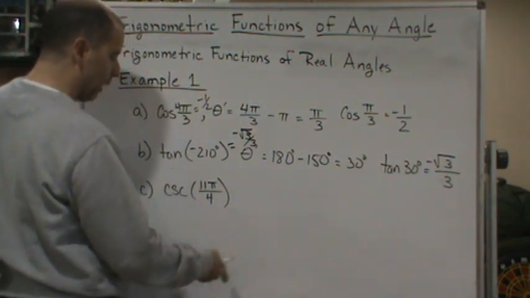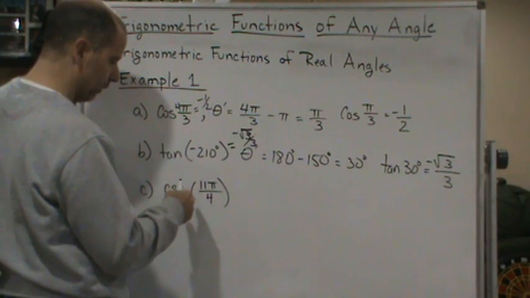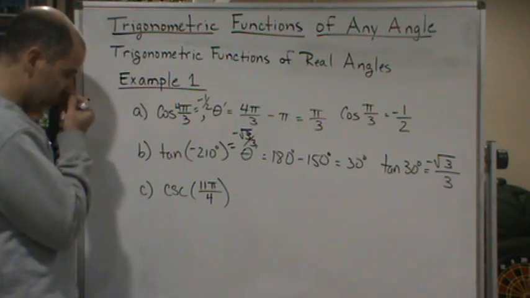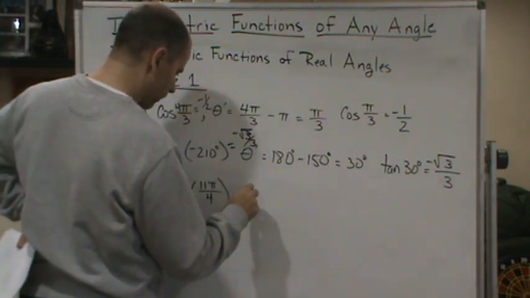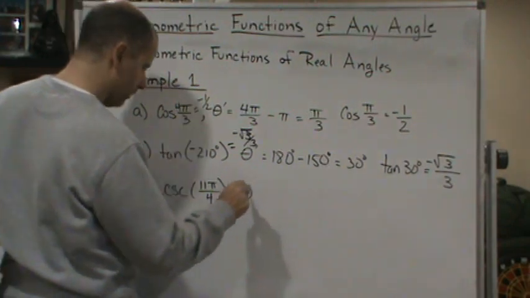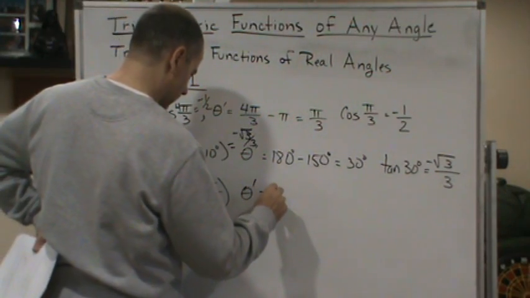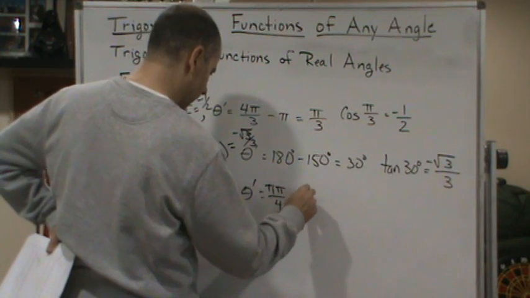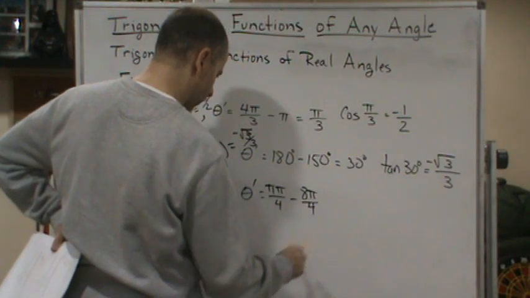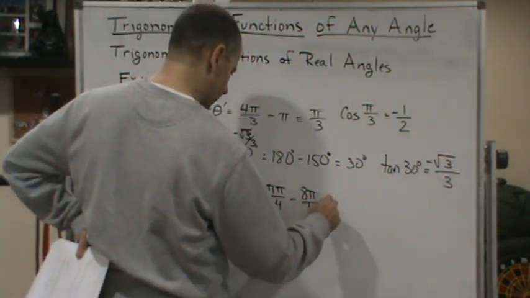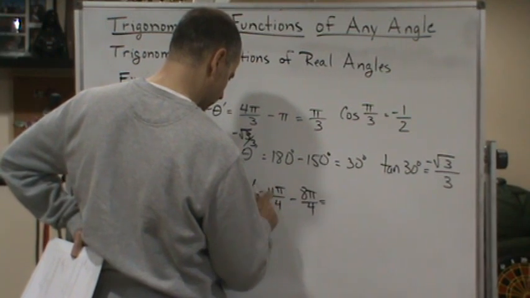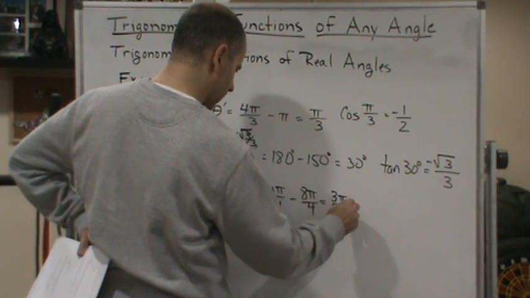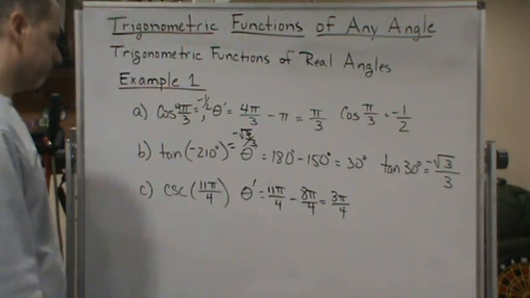And so since it's bigger than 2 pi, we've gone more than one revolution around. Well, if we subtract off 2 pi, what do we get? Well, let's do 11 pi over 4 minus 8 pi over 4, which is the same as 2 pi. We get, oops, this is 11 pi. So what do we get? We get 3 pi over 4.